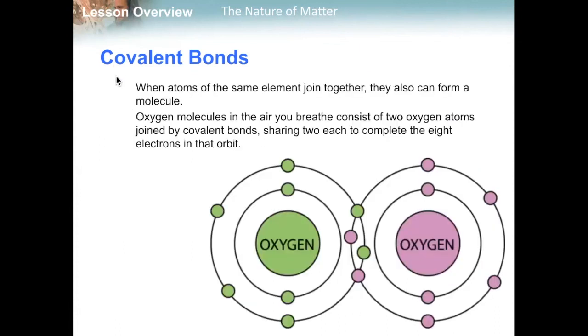When atoms of the same element join together, they also can form a molecule. Oxygen molecules in the air you breathe consist of 2 oxygen atoms joined by covalent bonds, sharing 2 each to complete 8 electrons in that orbit. So there are 6 electrons in this oxygen atom and 6 electrons in this oxygen atom in the furthest orbit. So they share 2 each, a double bond.